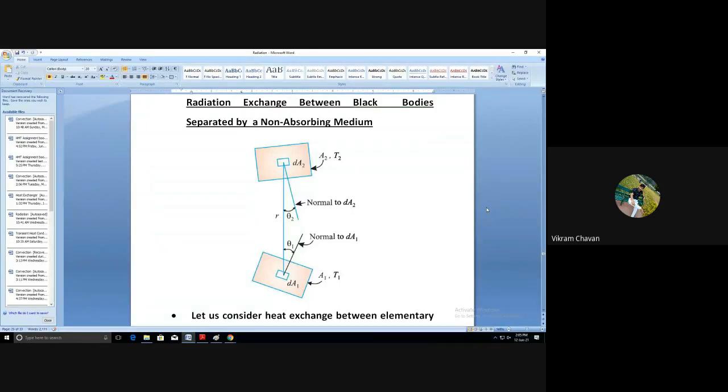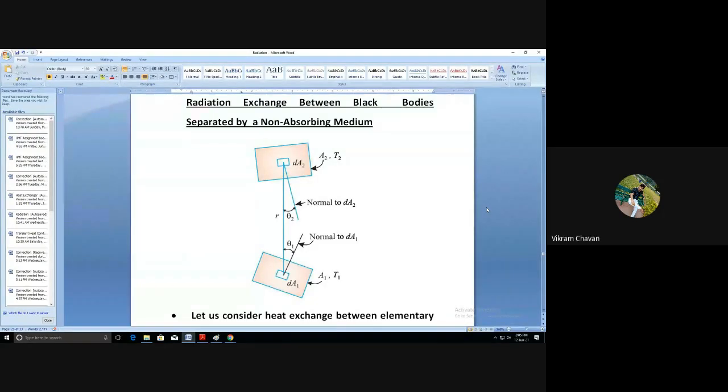In the last lecture we discussed radiation intensity and Lambert's cosine rule. We discussed that the emissive power of a black body is equal to pi times the intensity. That is one important thing we discussed, and the second one is the cosine rule.